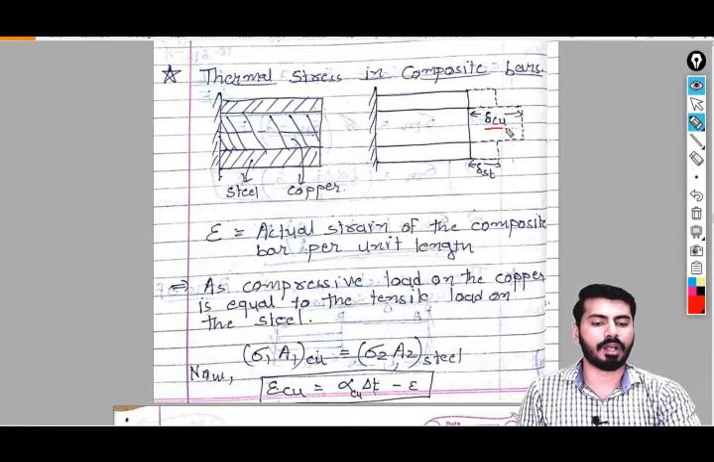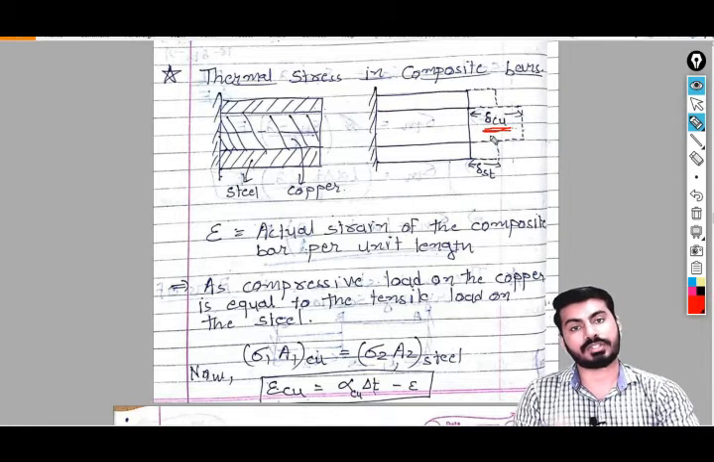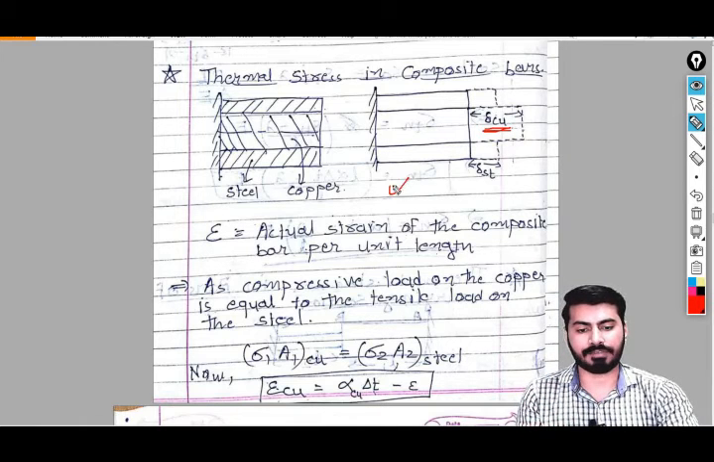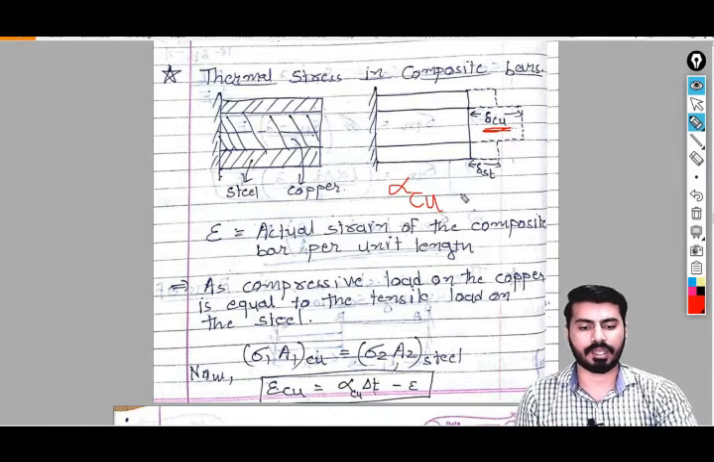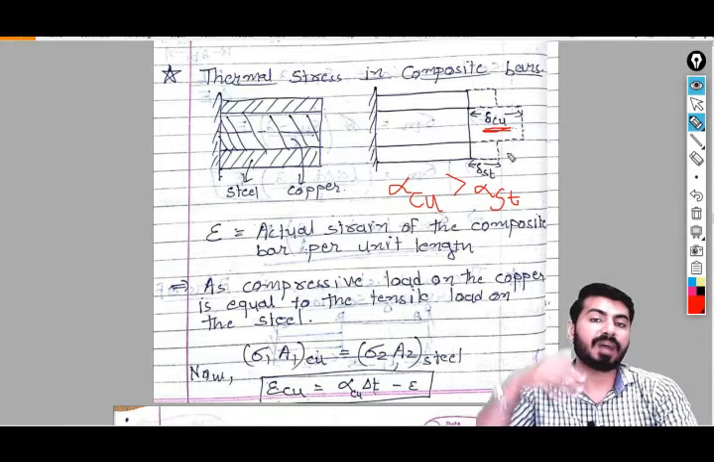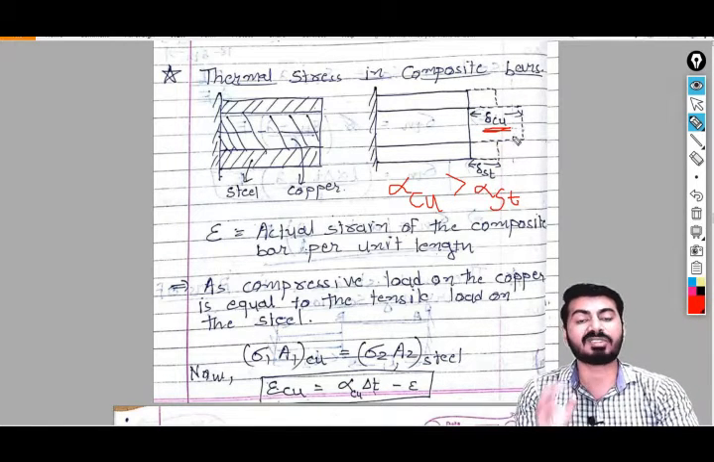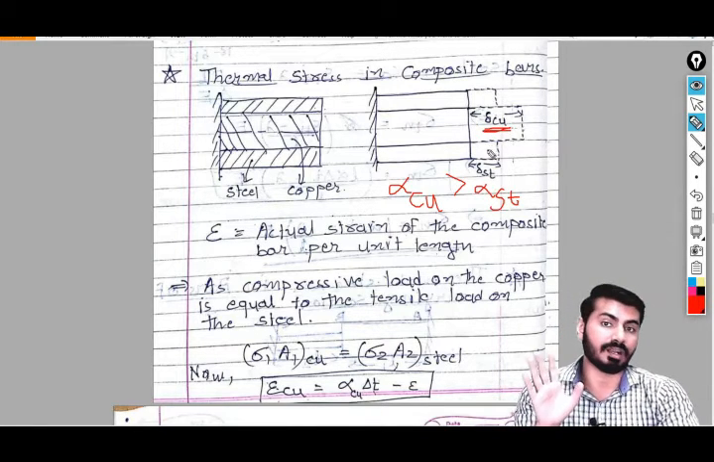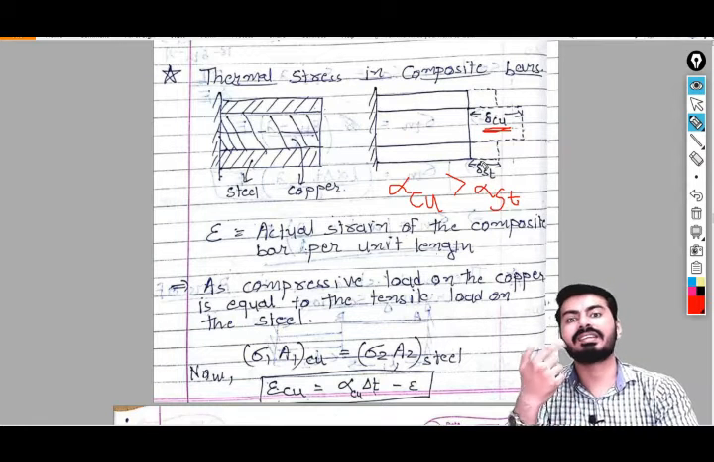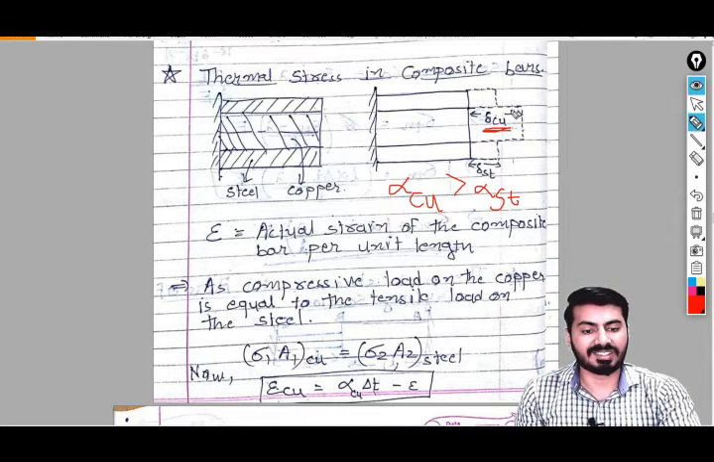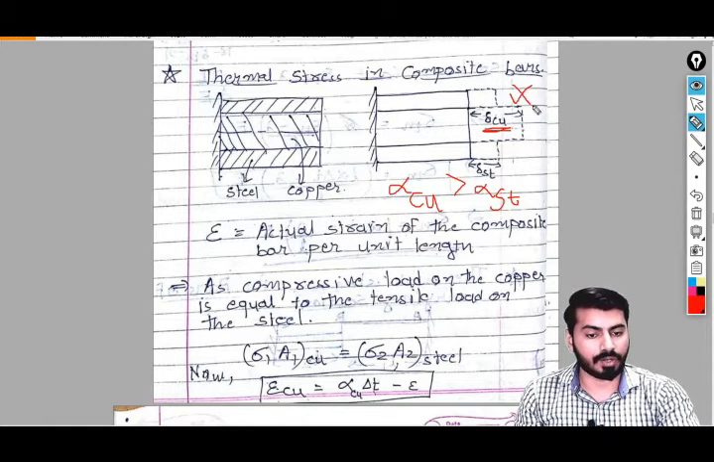Let's say this is copper. Copper has the higher coefficient of thermal expansion, that is alpha. Alpha for copper is higher, and alpha for steel is lesser. That is why the copper would try to expand more as compared to steel. So we are assuming that free expansion is happening, as if these two materials are not connected to each other. But in real conditions that is not possible because both the materials are connected to each other, so this type of expansion cannot be possible.